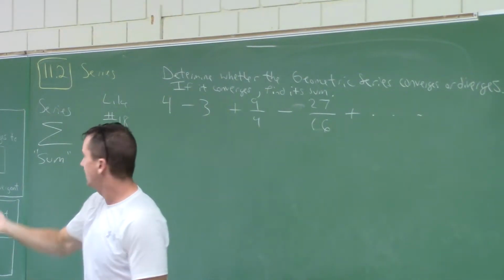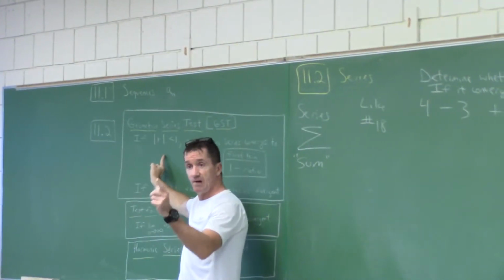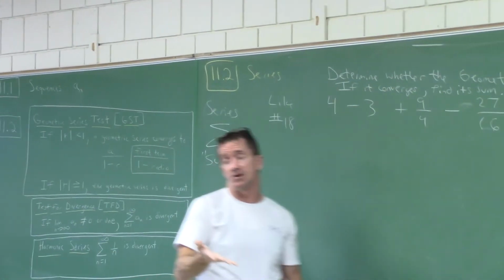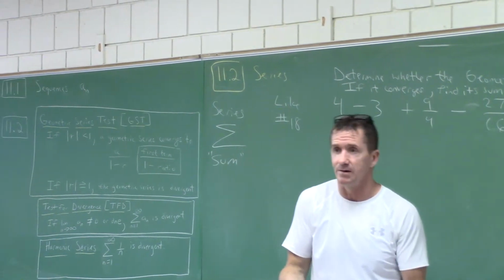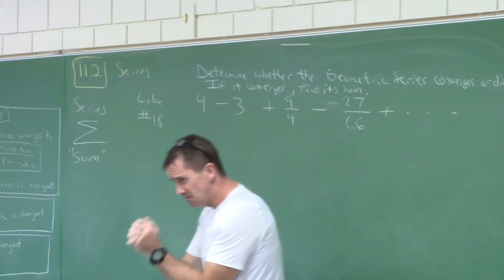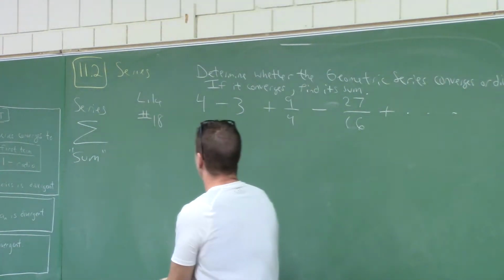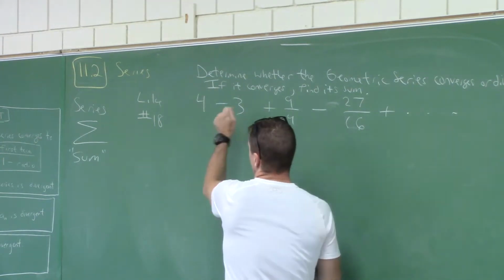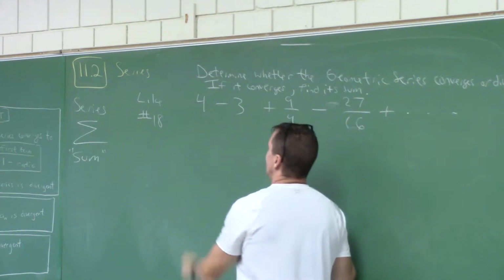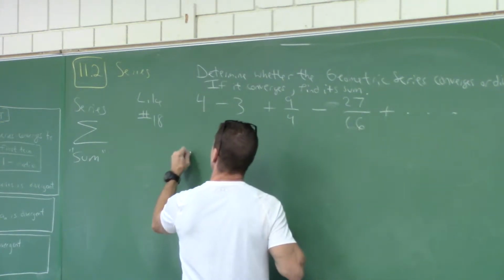But now it's all about finding the ratio. And if the absolute value of the ratio is less than 1, it converges. What if it's greater than or equal to 1? It's divergent. So, most important, which way do I divide to find the ratio? Second by first. Second divided by first is your ratio.